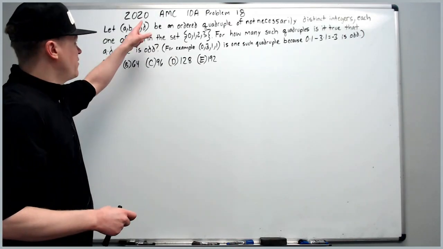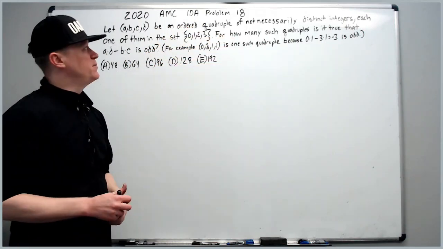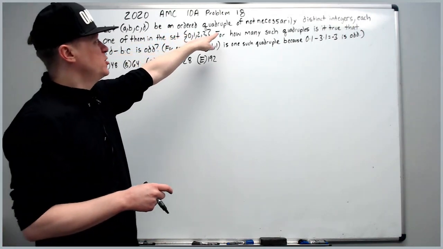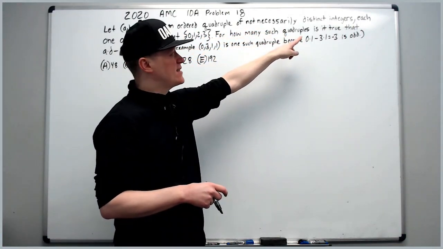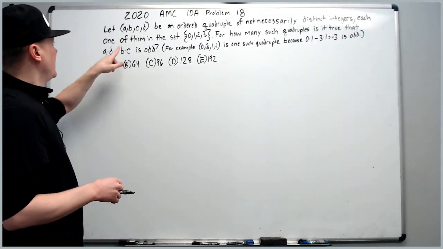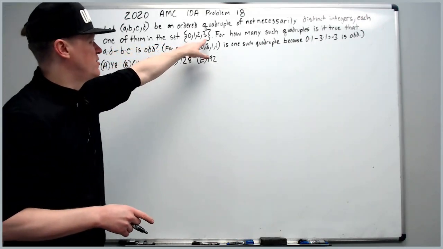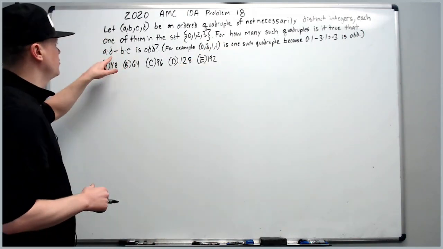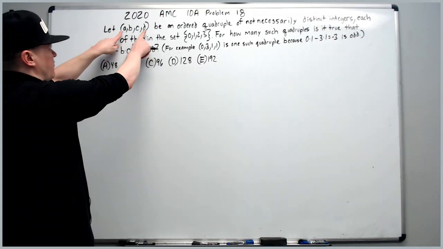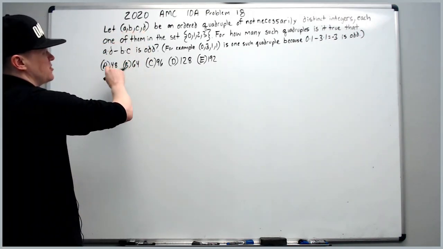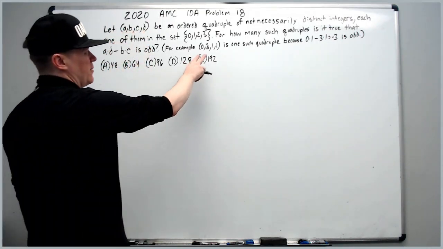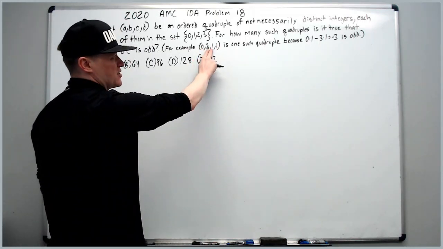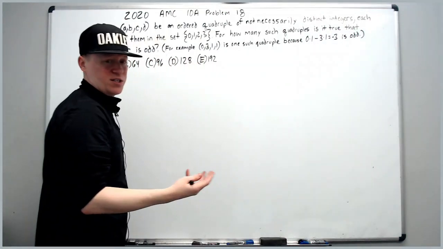Okay, in this video we're doing the 2020 10A, problem number 18. Let ABCD be an ordered quadruple of not necessarily distinct integers, so duplicates allowed, each one of them in the set 0 to 3 of the integers. For how many such quadruples is it true that A times D, the first and last, minus B times C, the two middle, is odd? For example, 0, 3, 1, 1 is one such quadruple because 0 minus 3 is negative 3, which is odd.